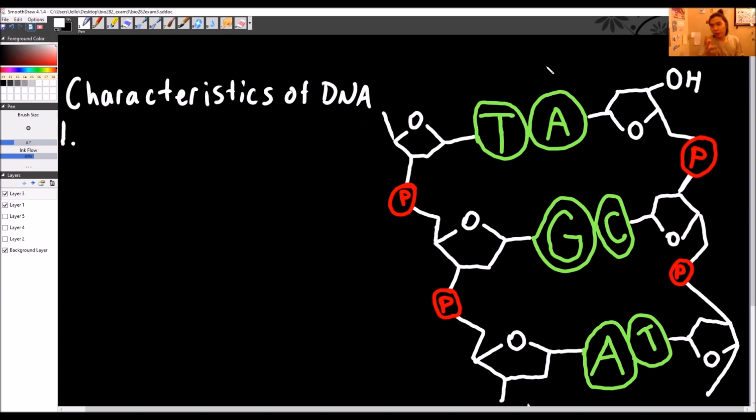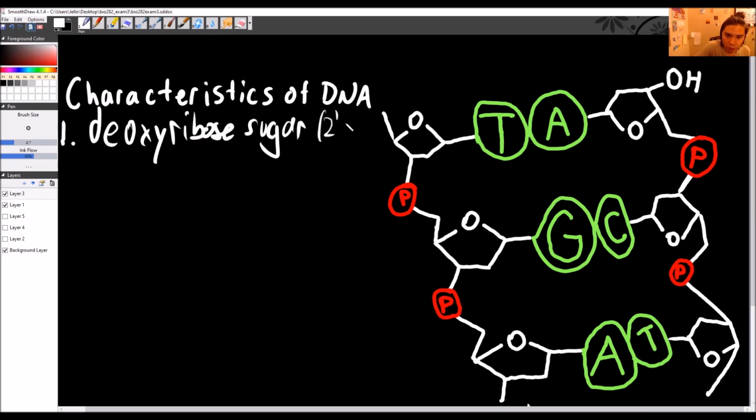Speaking of something, let's talk about DNA. So, starting off, DNA has a deoxyribose sugar in its nucleotide. That means that on its 2' carbon, there is an H. That isn't important to know. Now, this is important to know. The nucleotide for DNA can have 4 different nitrogen bases. It can have an adenine, a thymine, a cytosine, or a guanine.